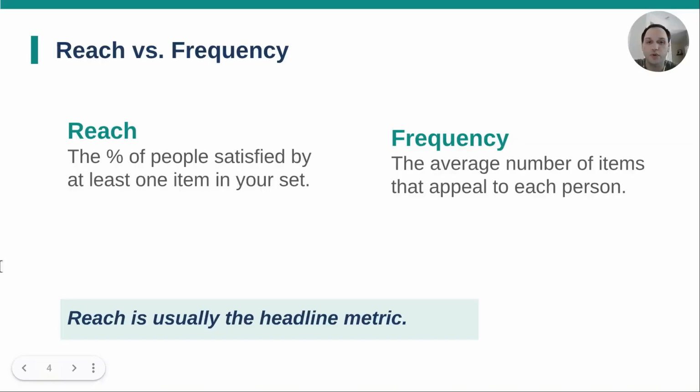The two metrics worth separating are reach and frequency. Reach is the percentage of people who would be satisfied by at least one item in your set. That's usually the number leadership cares about. Frequency is the average number of items that appeal to each person, which tells you most about depth of engagement. For most portfolio decisions, reach is the headline, and that's what we'll focus on.